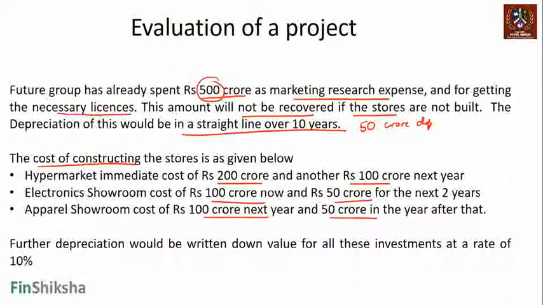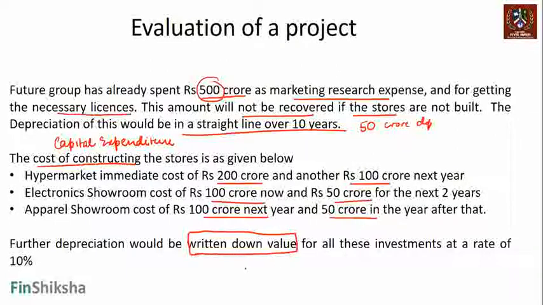So that's the broad premise of how the total construction cost would come in, and how we are going to put that in and look at the data. This is what is effectively going to be my capital expenditure, or in other words, the investment in assets. Depreciation would be written down value for all these investments.